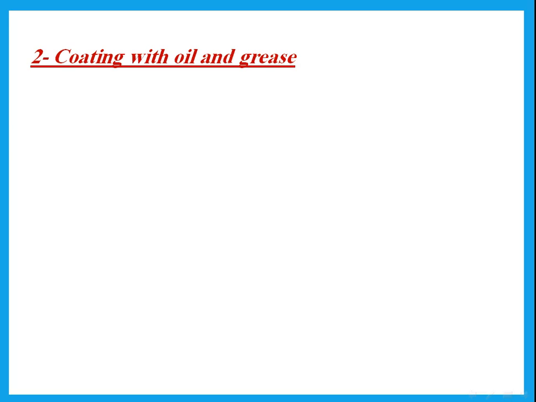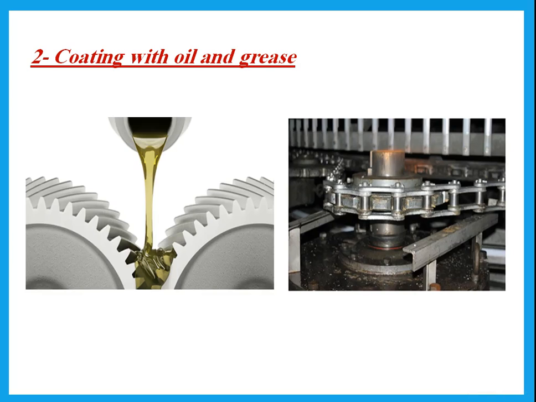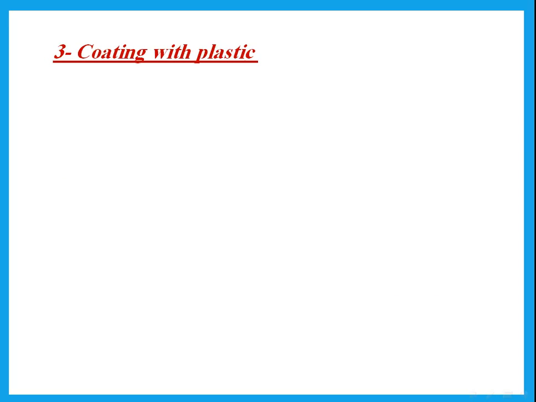Another method of preventing rusting would be to coat with oil and grease. When do we use coating of oil and grease? We use it when we're talking about machines. So if I have a machine in which I don't want these pieces of iron to rust, or if there is a lot of friction between them, I coat them with oil or grease.